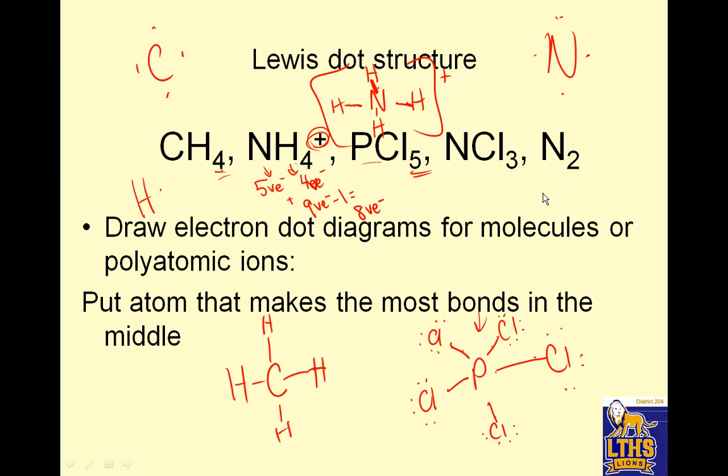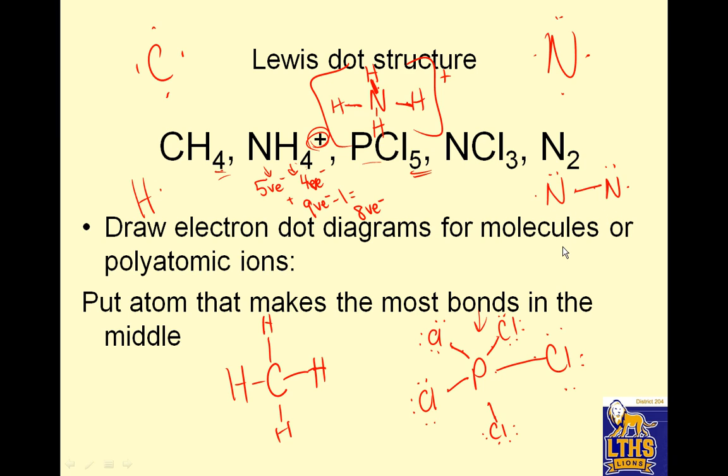I'm going to skip NCl3 and do N2. Nitrogen has 1, 2, 3, 4, 5. 2 Ns. All right, make a bond. You might think you're done, but look: 1, 2, 3, 4, 5, 6. Nitrogen only has 6 around it, and needs 8. I ran out of dots. I can't put any more dots because nitrogen only brings 5.